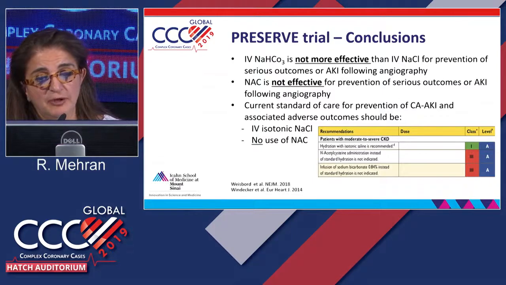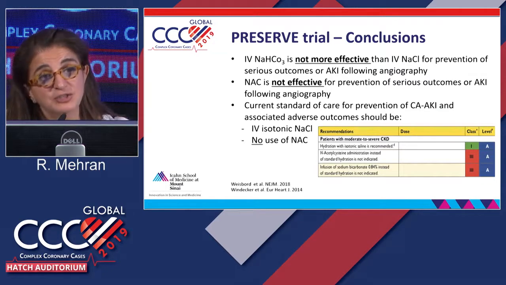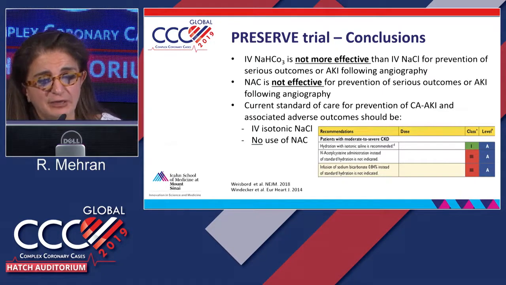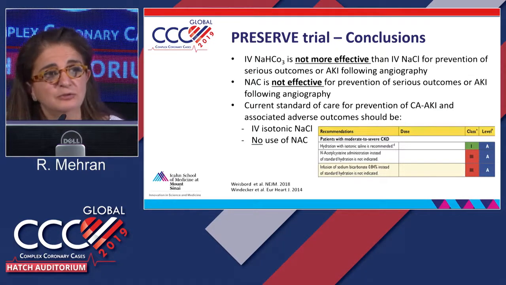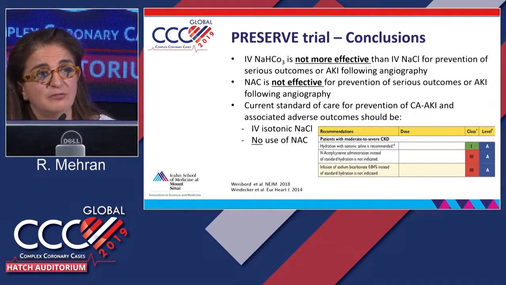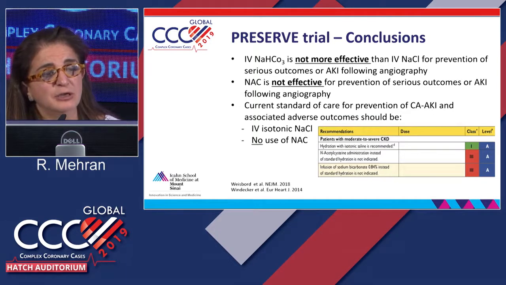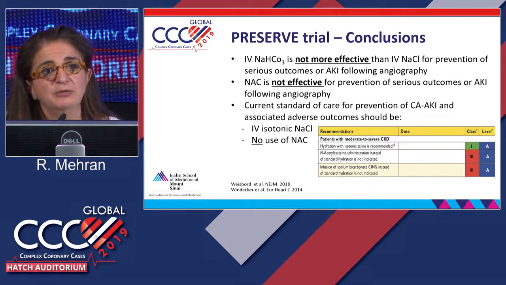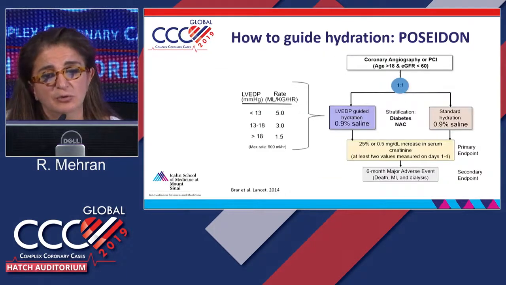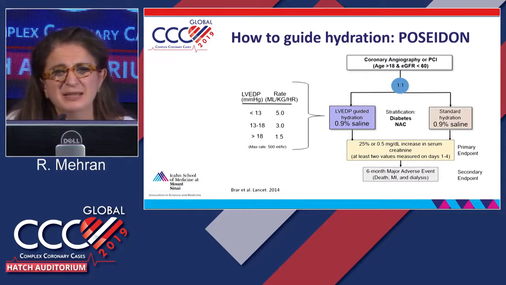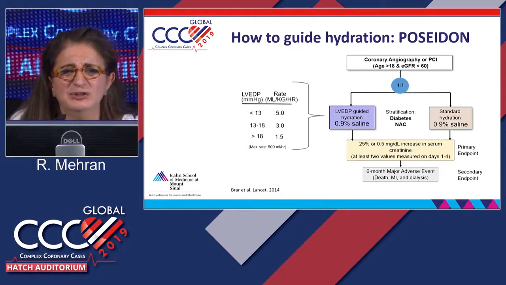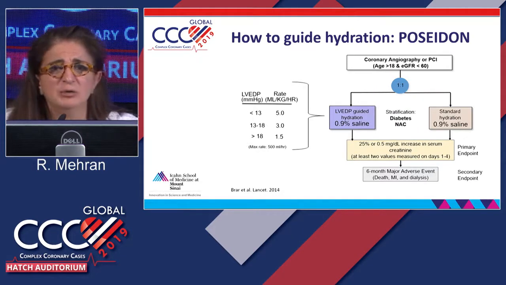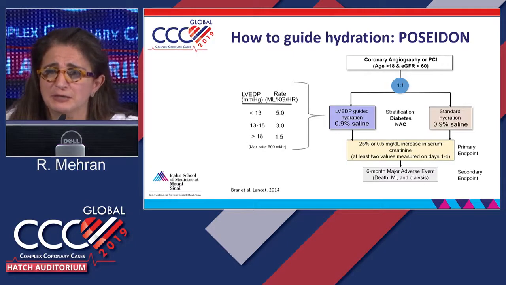And so it is very important to understand that the current standard of care, which we suggested back in 2011, remains: you don't need to use N-acetylcysteine. In fact, it's a Class 3, meaning not harm but no benefit. And isotonic normal saline, when you can use it, is the way to go with the hydration. But then you might say, well, how do I guide the hydration? How much is too much? I don't want to put the patient into florid pulmonary edema.